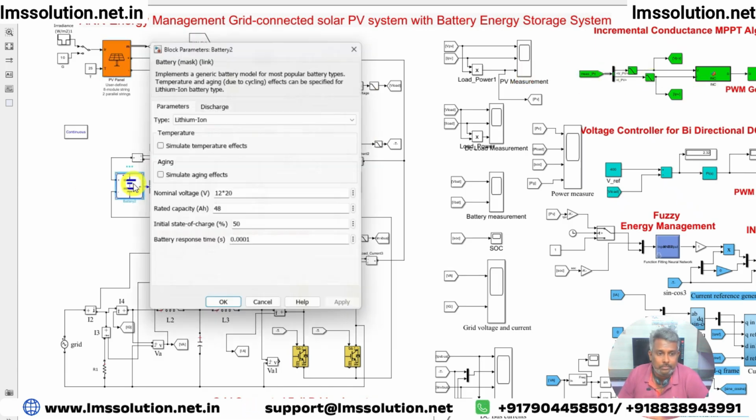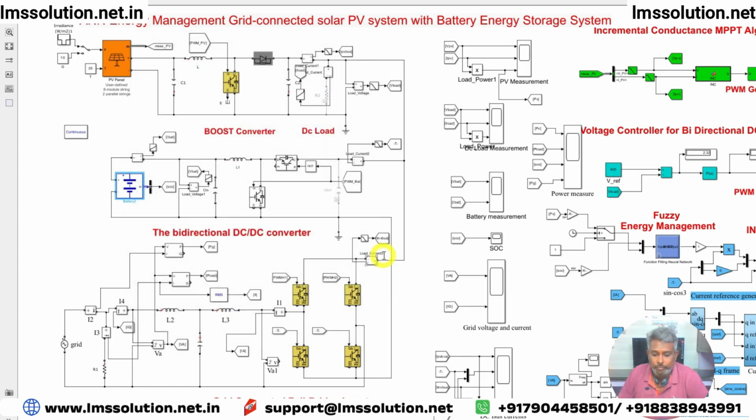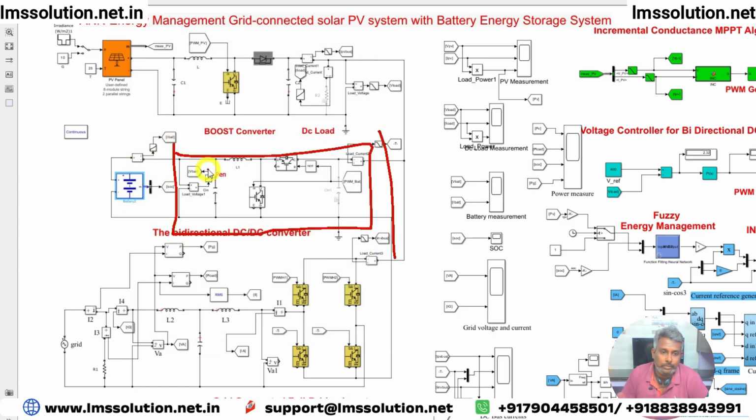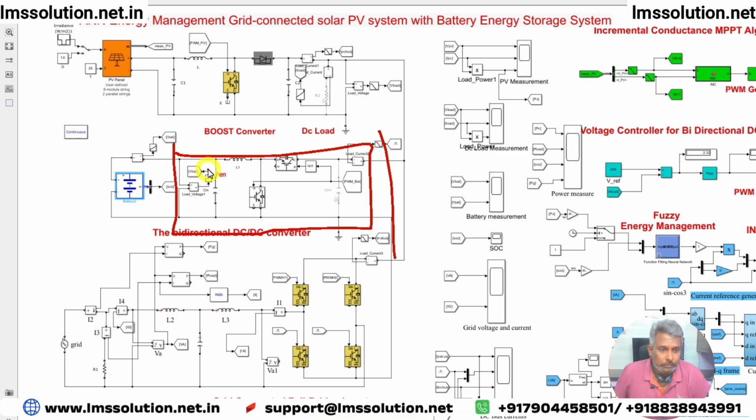Next is the battery. Here we are using a 240 volt battery with 40 Ah, connected to the DC bus via this bidirectional converter. Why do we need this bidirectional converter? We need to exchange power between battery and DC bus, or DC bus and battery. Whenever excess power is available in the PV, it will be used to charge the battery. Whenever there is no power from the PV and the battery has enough power, the battery discharges. So for that we have this bidirectional converter. It operates in both directions according to the power available in the system.